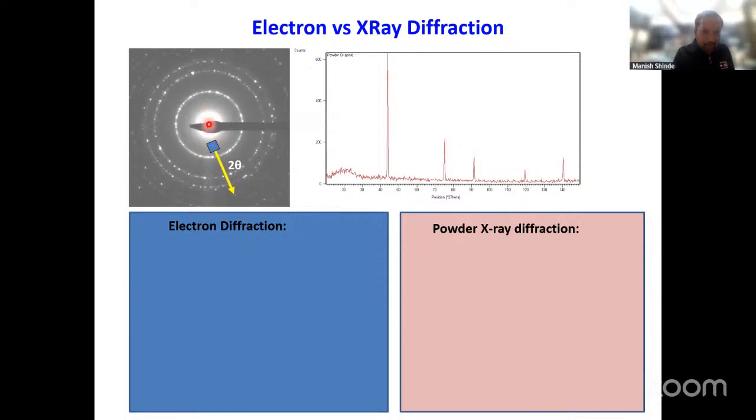Now here, by knowing the distance of this central spot and the distance of this first ring, means by knowing the radius of the ring, first ring, second ring, third ring, you can calculate the D values here, the HKL plane values, and then from X-ray diffraction data also you can generate the DHKL value for this peak, and so on. And then you can correlate these D values and you can assign the planes, HKL planes. Okay.